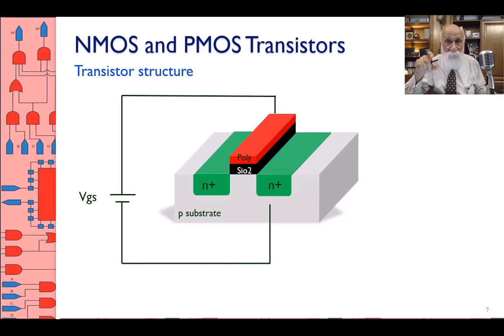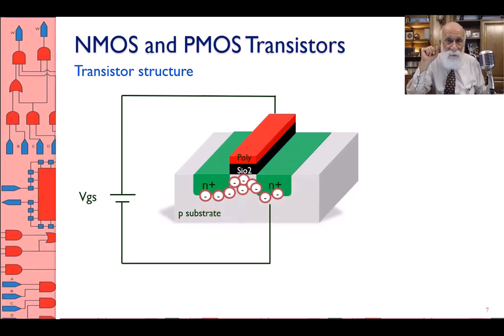If I put a positive voltage between the polysilicon and the substrate, what happens? That positive voltage will attract the electrons that are in the substrate towards the silicon dioxide, towards what we refer to as the gate of the transistor. Okay?